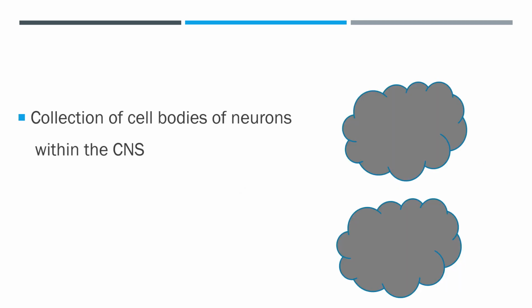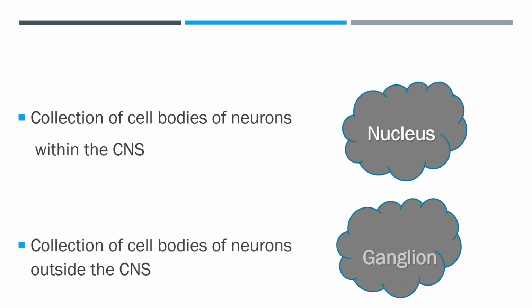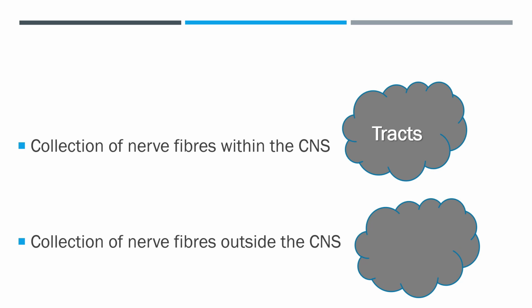Now we'll go to the most important topic of today's class, that is ganglia. A collection of cell bodies of neurons within the central nervous system is called a nucleus, whereas a collection of cell bodies of neurons outside the central nervous system is known as ganglia. Similarly, a collection of nerve fibers within the central nervous system is called tracts, and a collection of nerve fibers outside the central nervous system is called peripheral nerve.